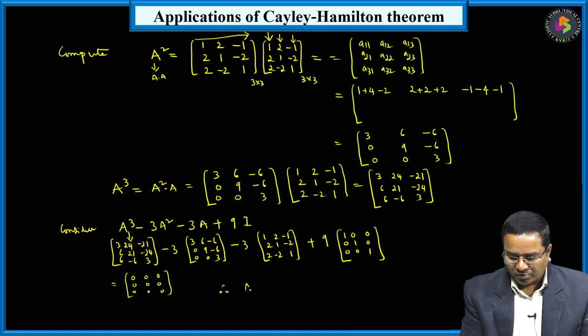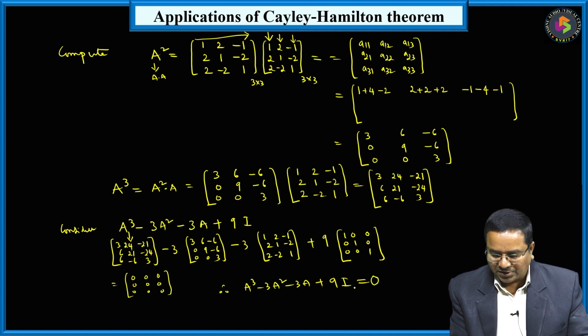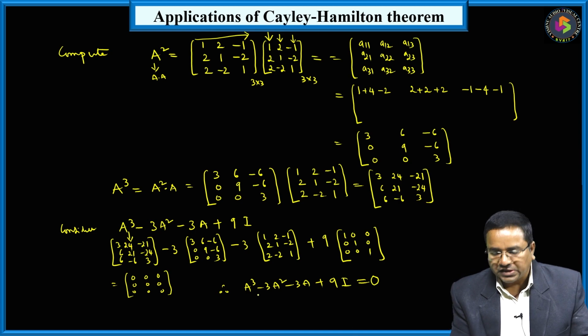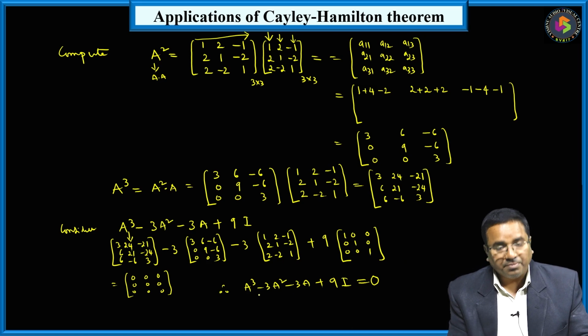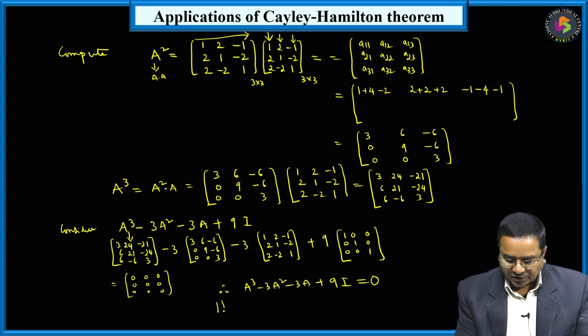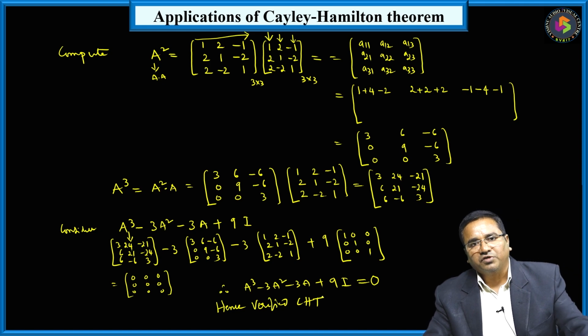Therefore A cube minus 3A square minus 3A plus 9I is equal to 0. Here it is not 0, this is the null matrix. Now it is in matrix form. This is a matrix equation. So therefore A satisfies its characteristic equation. What is the characteristic equation? Its characteristic equation is lambda cube minus 3 lambda square minus 3 lambda plus 9. Therefore A satisfies its characteristic equation, hence verified the Cayley-Hamilton theorem.